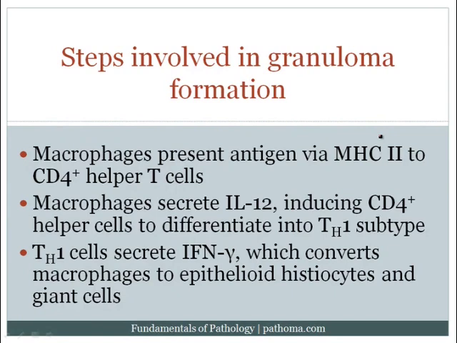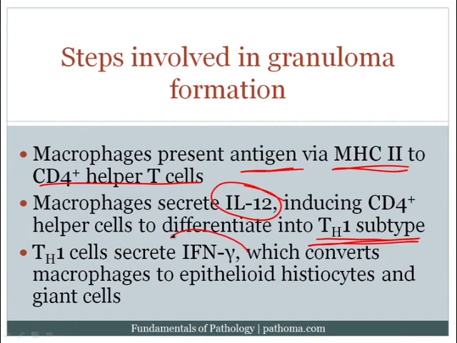Now what happens is the macrophages find the antigen, they express it in MHC class II because they are antigen presenting cells, and the helper T cells, they recognize that. When that interaction occurs, the macrophages then secrete IL-12. That's high yield, IL-12. IL-12 induces the CD4 positive T cells into the Th1 subtype. This Th1 subtype cells then secrete interferon gamma, and that's what converts the macrophages to epithelioid histiocytes.